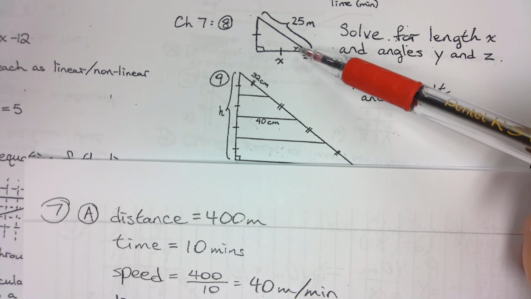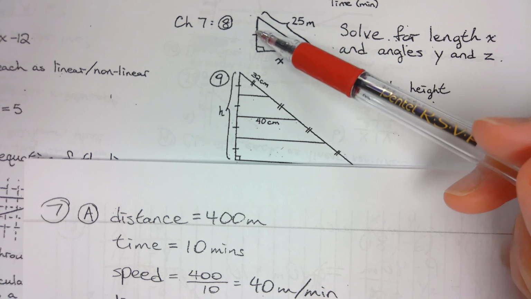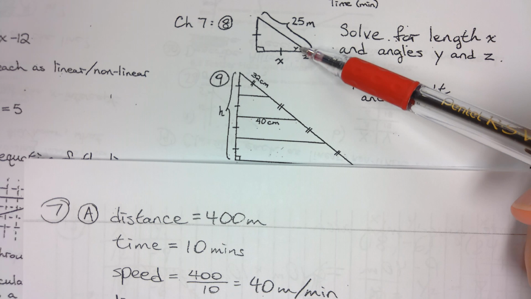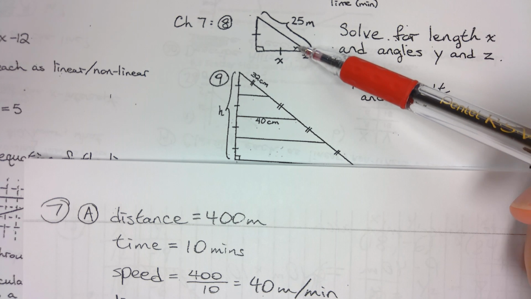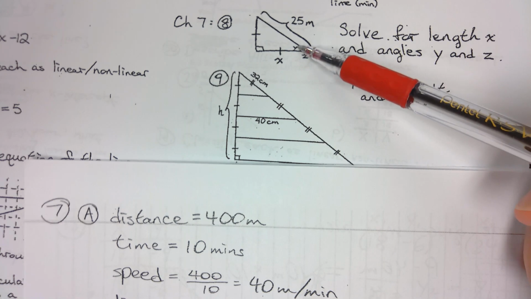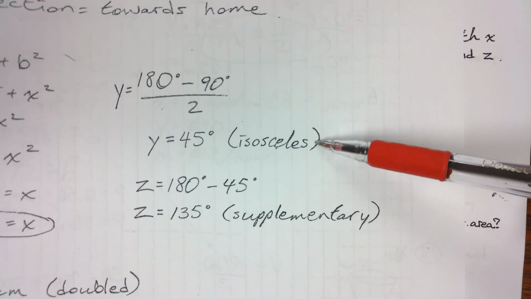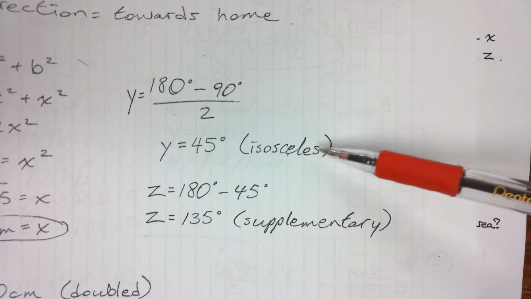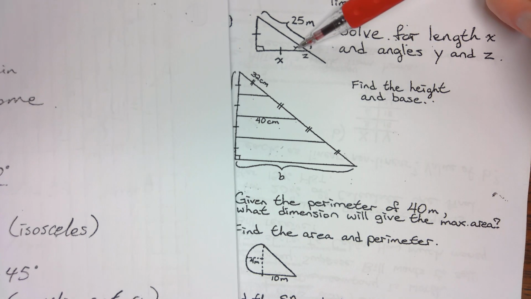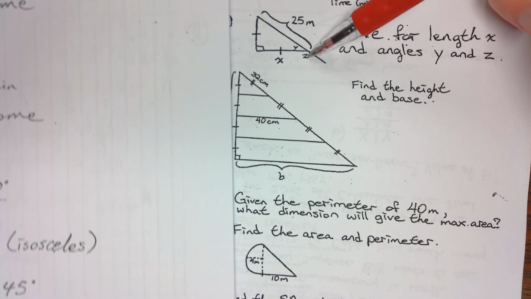Right. Why do I divide it by 2? Okay, so what type of triangle is this? Two sides are equal is called an isosceles, right? Isosceles. Okay, so right here, y is 45 degrees because it's an isosceles triangle. And then it's a straight line. So if this is 45, this is 135.